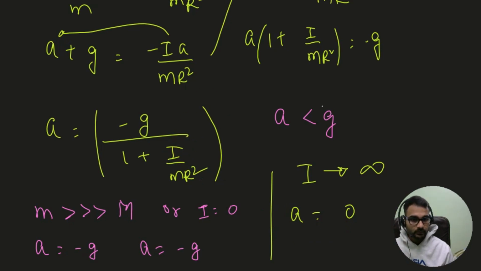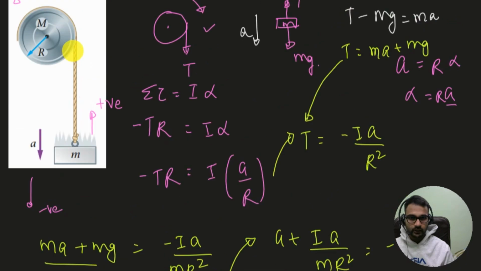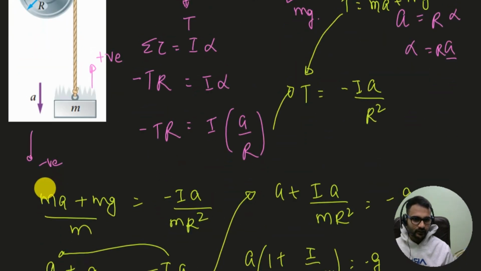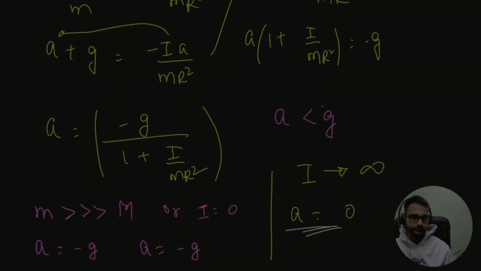Acceleration for the block being zero means the block is not going to move. In real sense, think in that manner. If the moment of inertia is huge for this pulley, it will resist the rotation with very high magnitude. Due to this, the pulley is not going to rotate. So if the pulley does not rotate, the mass will not accelerate, and thus the acceleration will be zero. This is what we have seen here, right? Now we'll consider one example to understand it better.